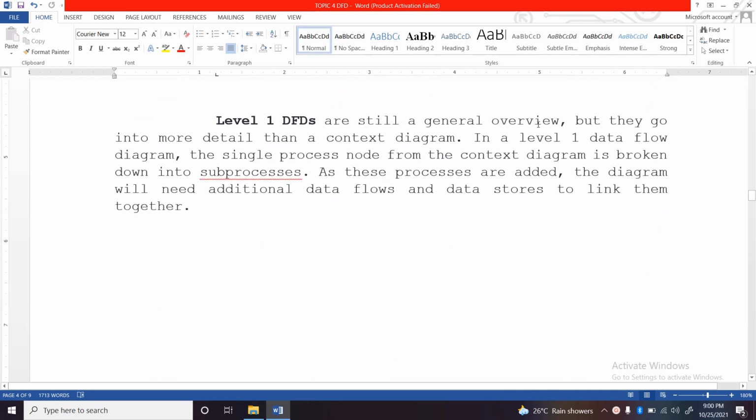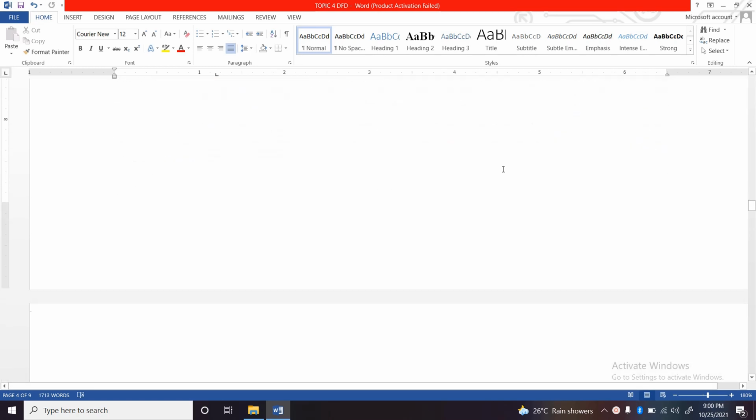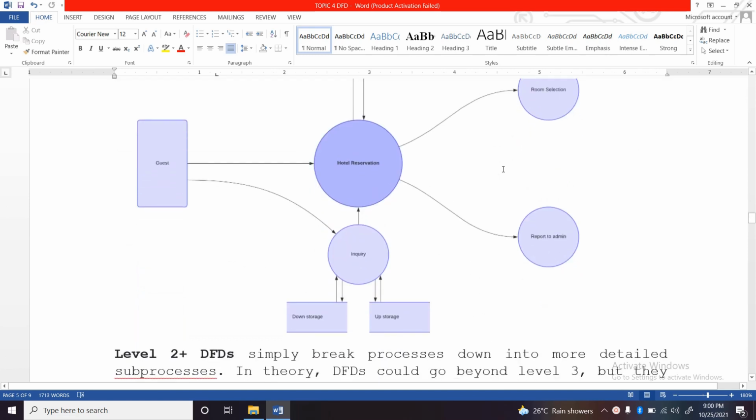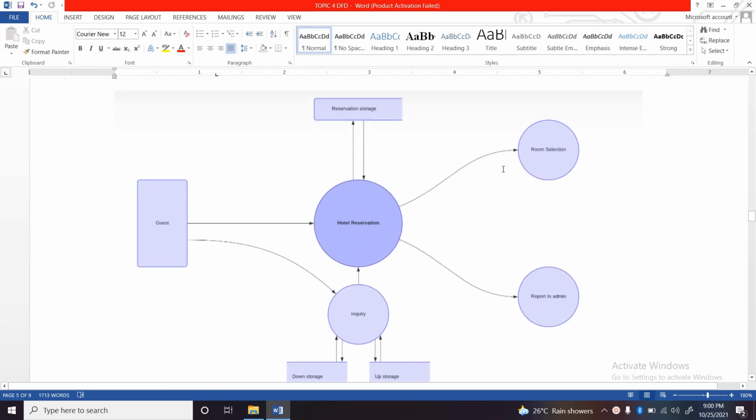Okay, we also have, maybe proceed to the level 1 DFDs. So level 1 DFD is also a general view, but it has more details than the level 0 DFD. So here on the visual representation, we have the main process, or the single process, or what we call the node, which is the hotel reservation. But as you can see, it is broken down into different sub-processes.